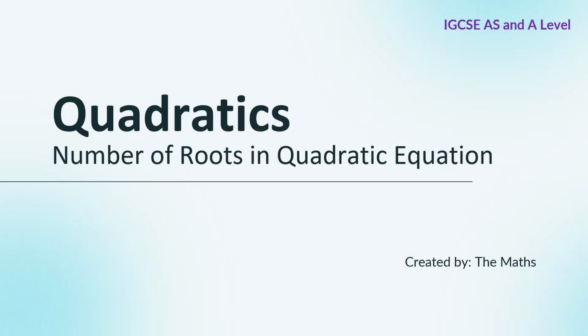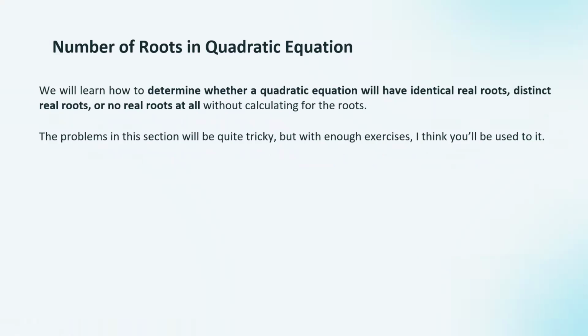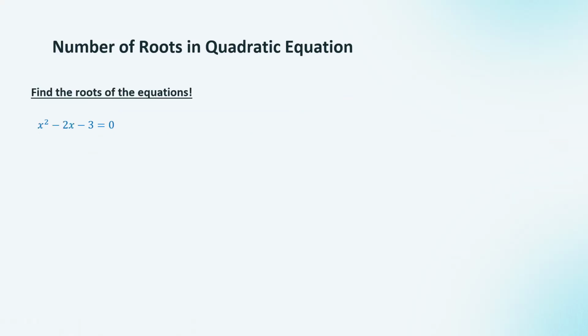Like I explained before, we will learn how to determine whether a quadratic equation will have identical real roots, no real roots, or distinct real roots without calculating for the roots. The problems in this section will be quite tricky, but I think with enough exercise, we'll be used to it. So we are going to do some examples directly.